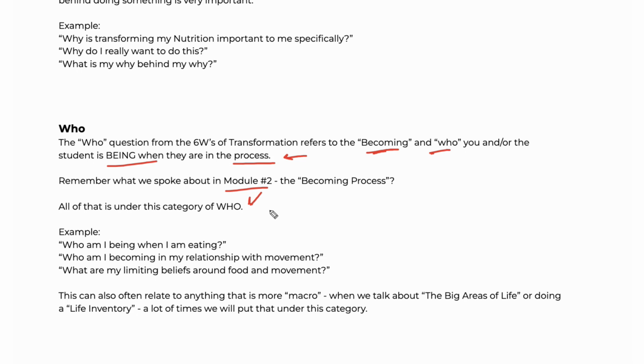And so examples of that is, who am I being when I am eating? Who am I becoming in my relationship with movement? What are my limiting beliefs around food and movement? What is my identity when it comes to food?